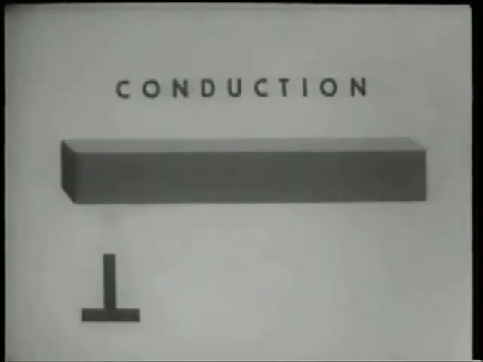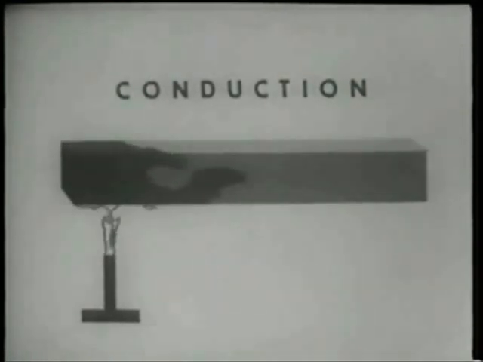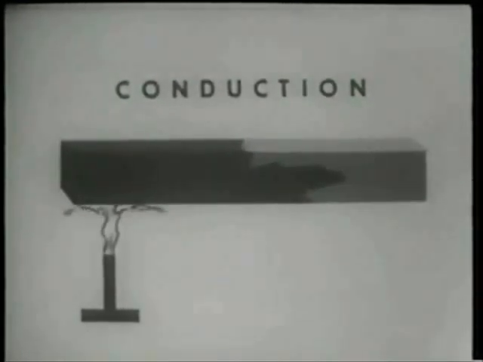There are 3 methods by which transfer of heat from one place or body to another is accomplished. The first is conduction. When a flame is applied to one end of a metal bar, heat spreads through the metal, passing from molecule to molecule toward the cool end of the bar until the entire bar is hot.